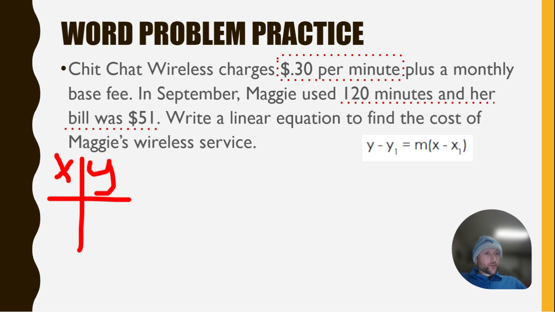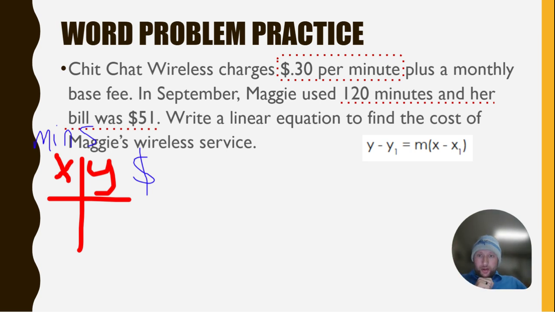So they are designating, let me change colors here, X as minutes. X is going to be minutes, okay? And they're going to say Y is going to be the money. And I think that's how we would want to graph it. We could technically reverse that, but it wouldn't make much sense. Usually money is the Y axis.